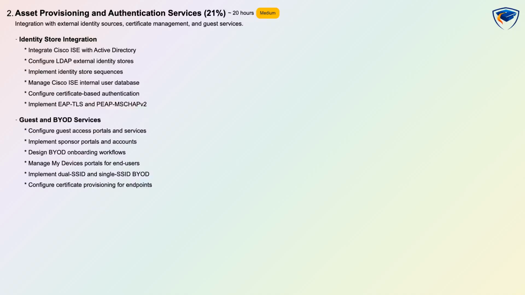You will also master certificate-based authentication and EAP methods like EAP-TLS and PEAP-MSCHAPv2, and design guest and BYOD services including guest portals, sponsor workflows, My Devices portals, BYOD onboarding and certificate provisioning strategies.